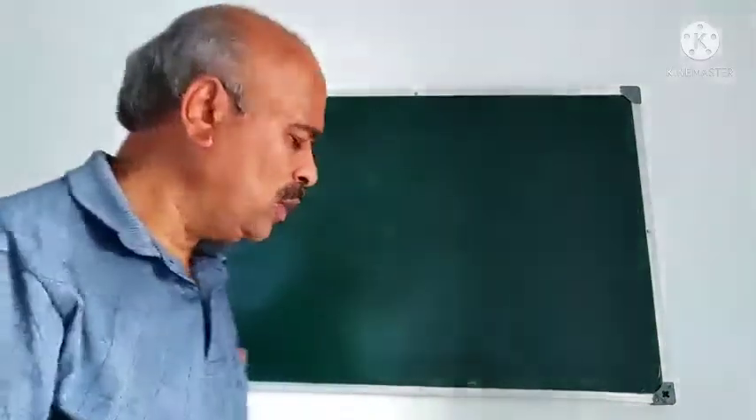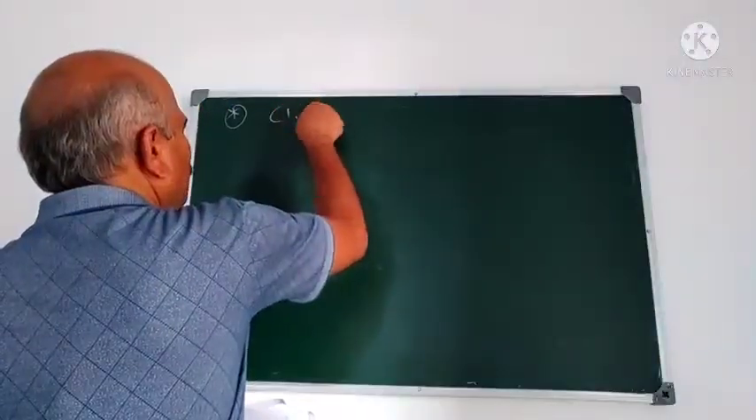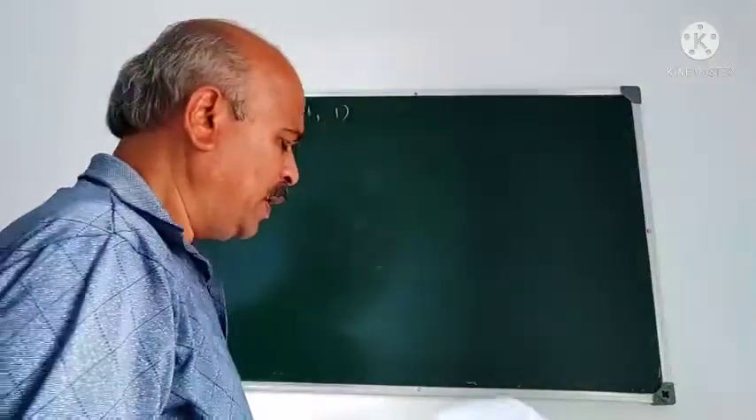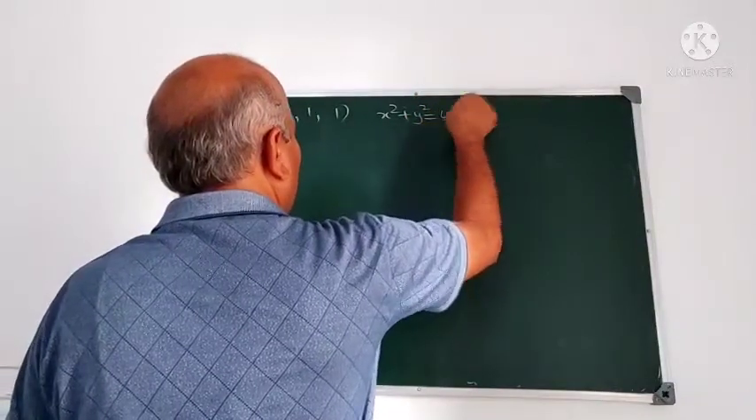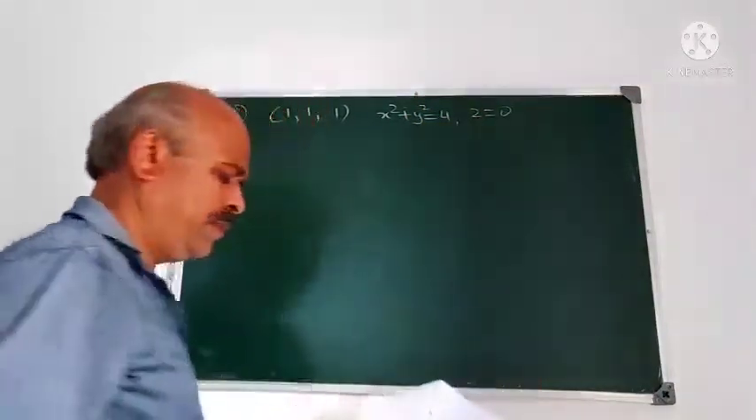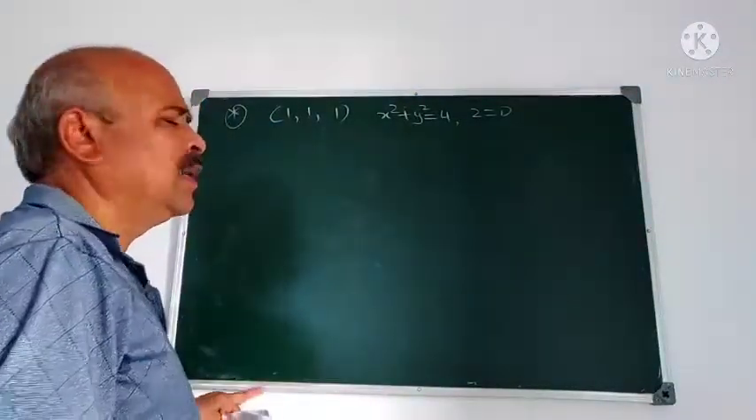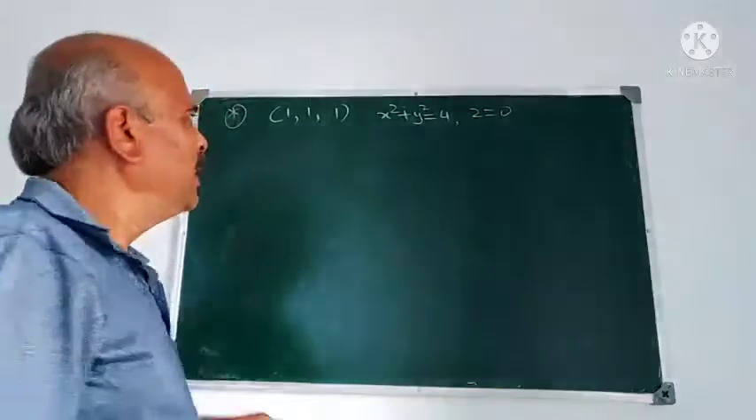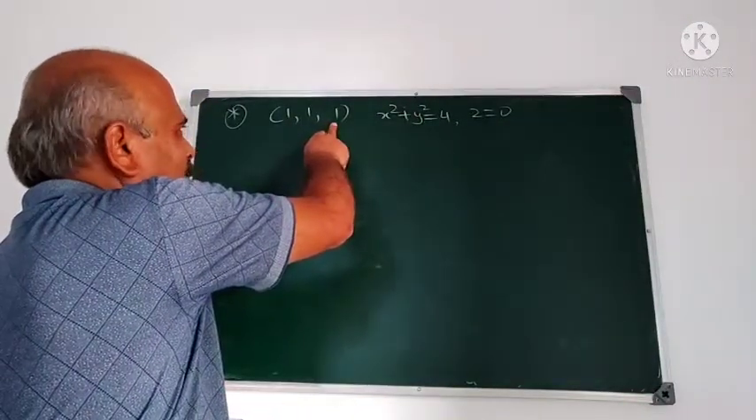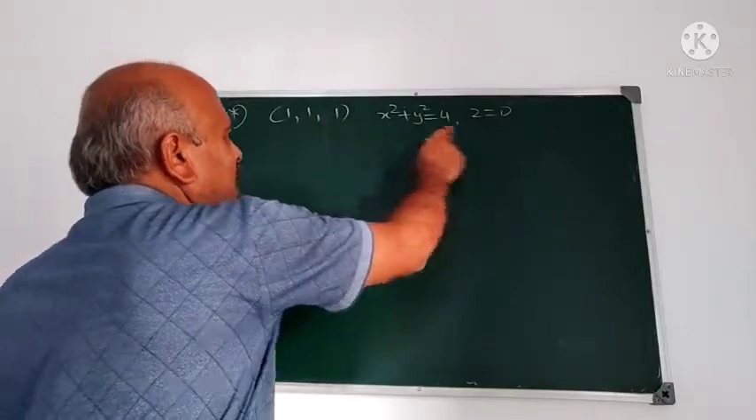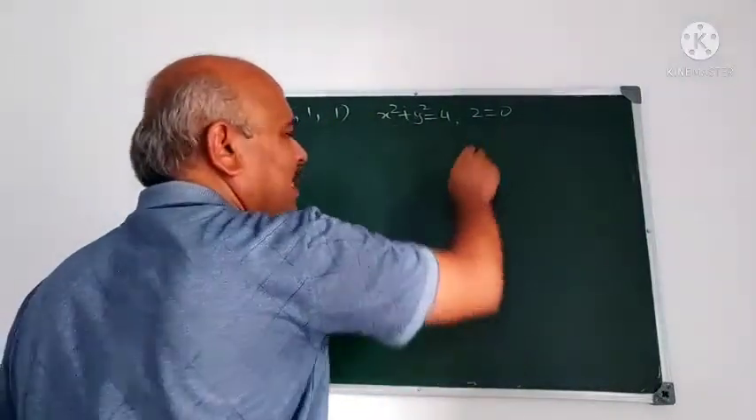Now I solve one more problem. Find the equation of the cone whose vertex is (1, 1, 1) and whose guiding curve is x square plus y square is 4 and z is equal to 0. The guiding curve is this. How do you find the equation? What is the cone? It is a surface generated by a line passing through a fixed point and intersecting the given curve. This is the point, the vertex, and this is the guiding curve.